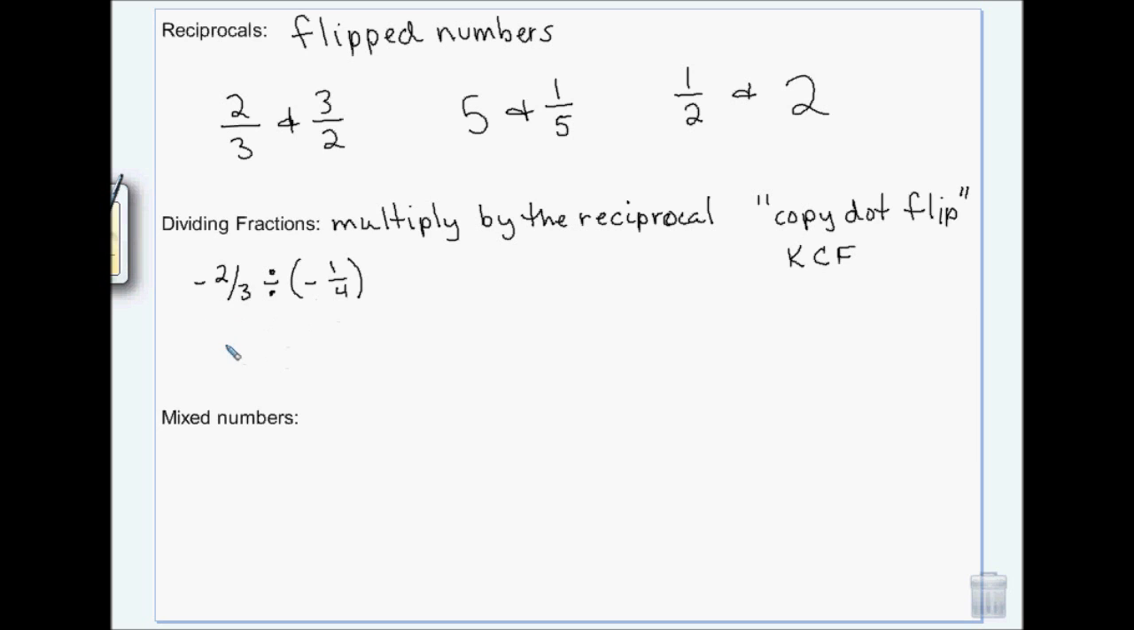Okay, so what I'm going to do is I'm going to copy, I'm going to dot, and then I'm going to flip. Now I have multiplication. And then I multiply. I have a negative times a negative, so it's positive. 2 times 4 is 8. 3 times 1 is 3.